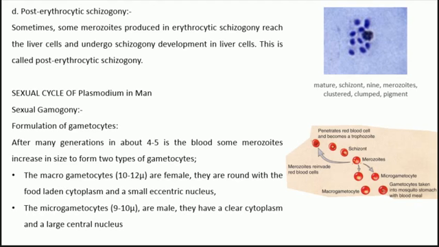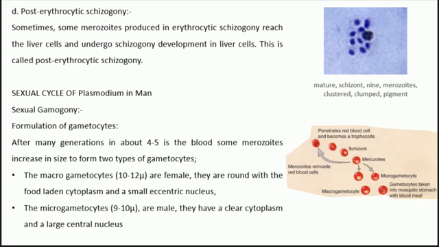And after the gamete formation, macrogametocyte and microgametocyte. Remember, macro is the female gametocyte and micro is the male gametocyte. Even though the macrogametocyte is a female gametocyte with a large size, its nucleus is small. Whereas microgametocytes, the male gametes, have a clear cytoplasm and a large central nucleus. So this you should remember.